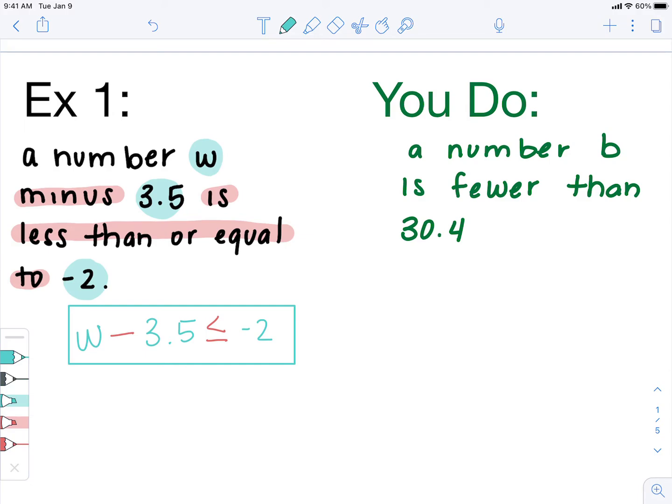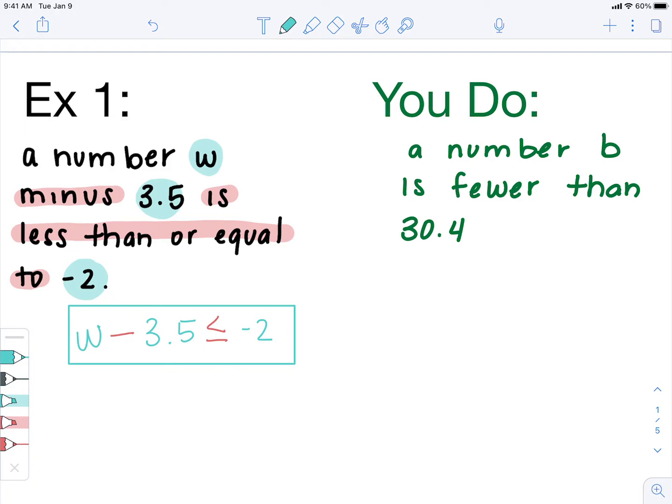So if I wanted to rewrite that as words, all I do is go through the words step by step, and I just take each word and turn it into a mathematical symbol in the order that I see them. Not too bad? What about the second one? Can you do the second one?